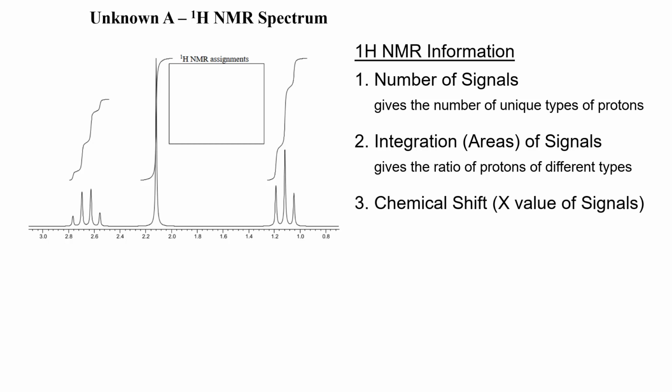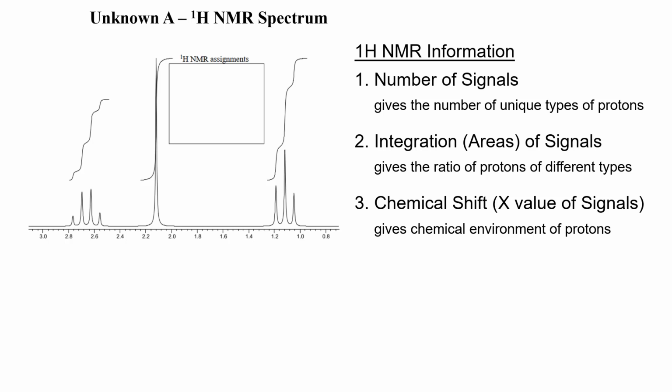Then there's chemical shift information. These are the values on the x-axis, and it's in parts per million. The chemical shift value of a signal tells you the type of chemical environment that the protons are in. For example, are they in an electron-rich environment or electron-poor? Are they near an electronegative element or not? Are they near a double bond or not? That's the kind of information chemical shift provides.